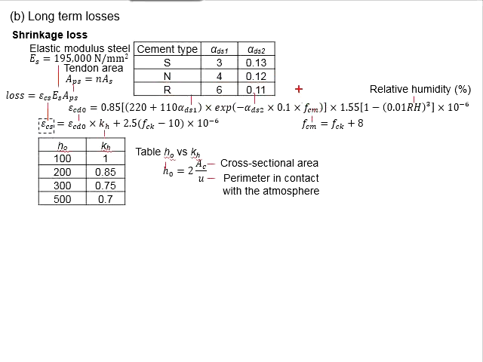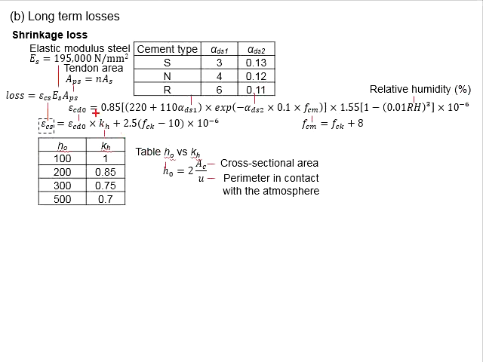Within the function, there is FCM, which represents the mean compressive strength of the concrete. FCM can be calculated from the FCK equation here, the characteristic compressive strength plus 8 megapascal. You will need to substitute the relative humidity in the equation, which is quantified in terms of percentage.